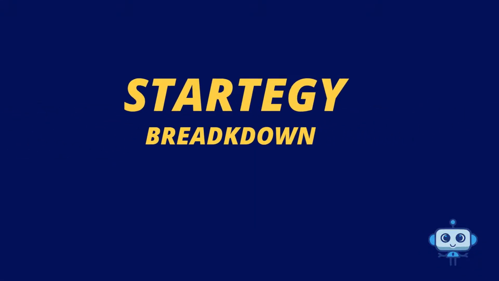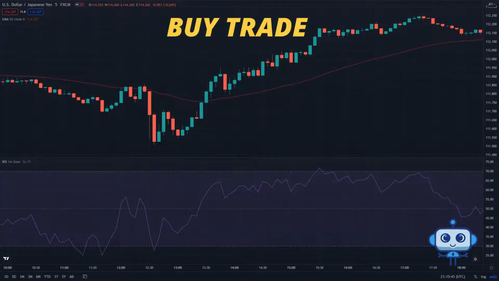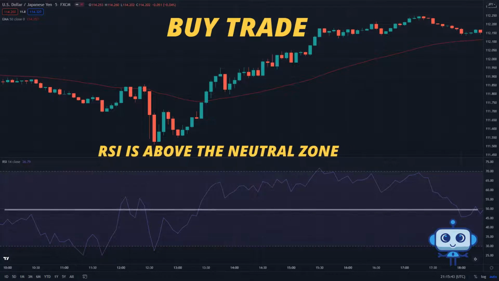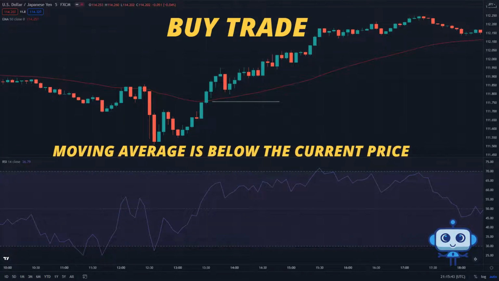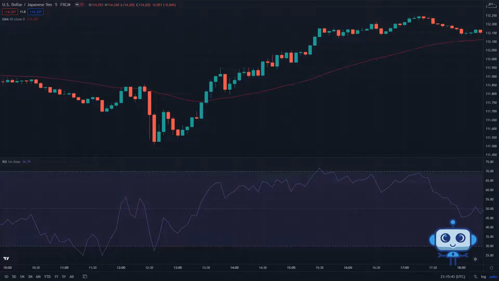Strategy breakdown. Based on two indicators strategy, we will place a buy trade when the RSI is above the neutral zone, and the moving average line is below the current price. Having RSI above the neutral zone indicates the market is headed upwards. Likewise, having the moving average line below the market price indicates a support area. The stop loss in this trade will be just below the moving average, while the take profit in this trade will be when the RSI reaches near the overbought zone.